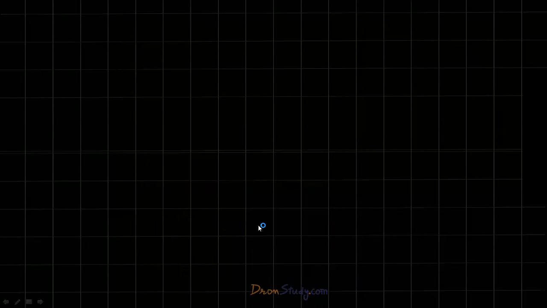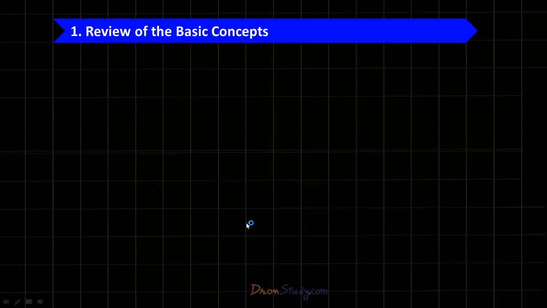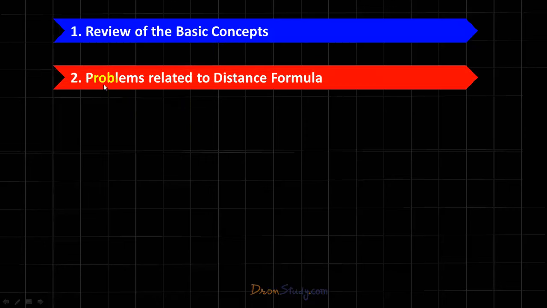Students, in this session we will study the following topics. The first one will be the review of the basic concepts. In the review of the basic concepts, we will see what we have studied in the 9th standard and in the lower classes. Then second, we will study the problems related to the distance formula.